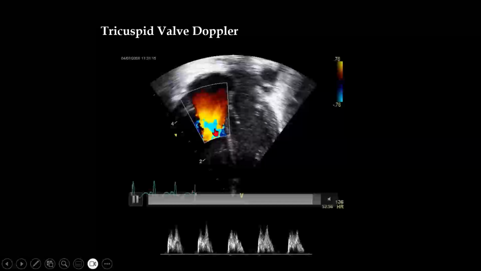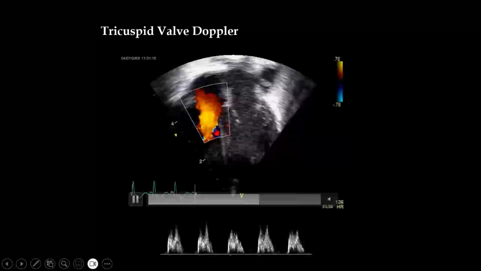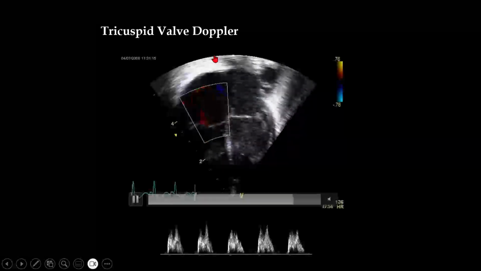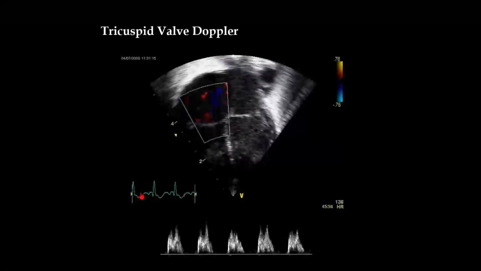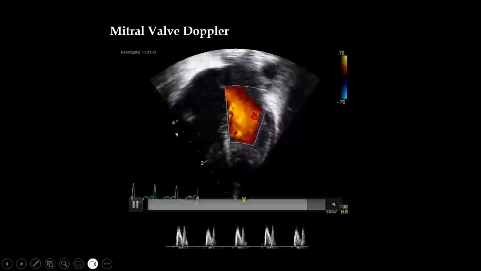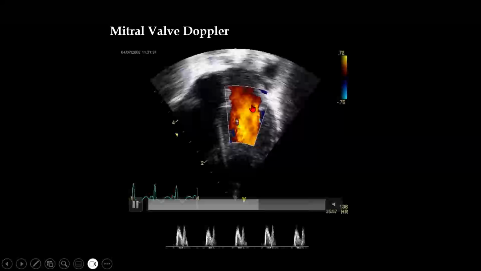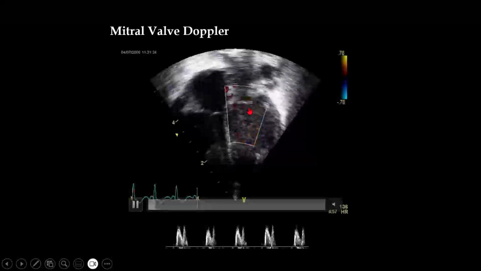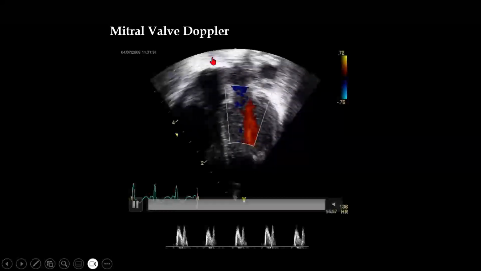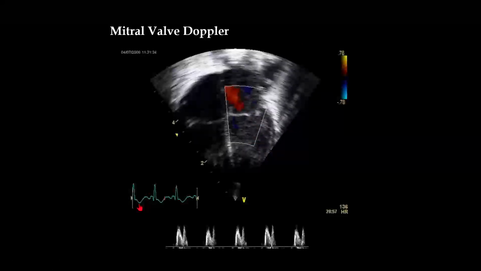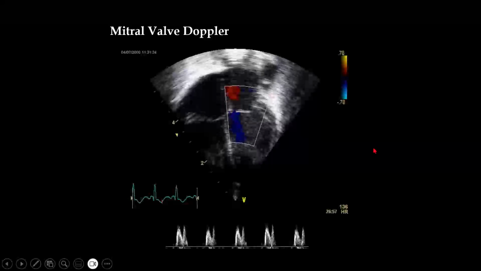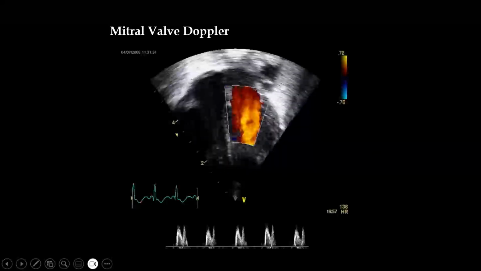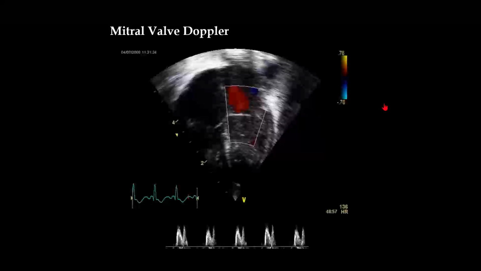And the TR jet will be the blood moving from RV to RA, away from the probe, and so it will be blue. Very good. Very nice. So here I am similarly doing the Doppler of the mitral valve. Blood flowing from LA to LV will be red and the MR will be blue. Okay, blue, very nice. We have all understood the previous lessons, the previous presentation, very nicely.